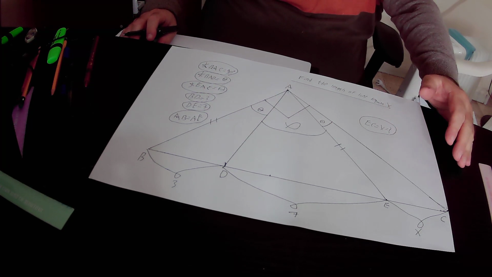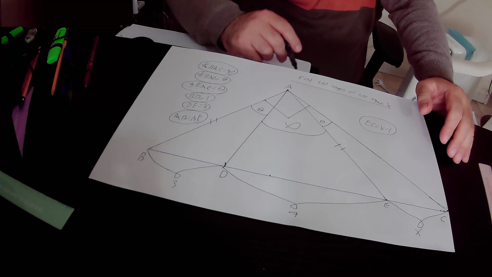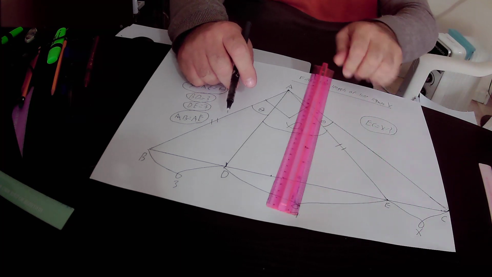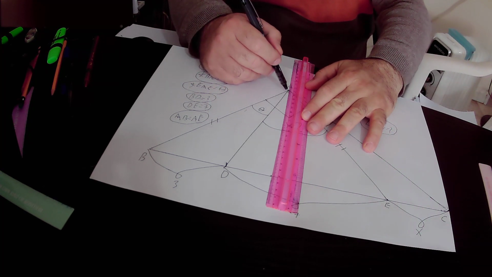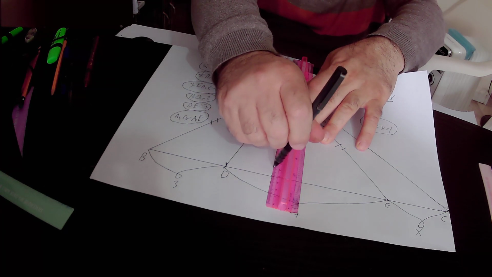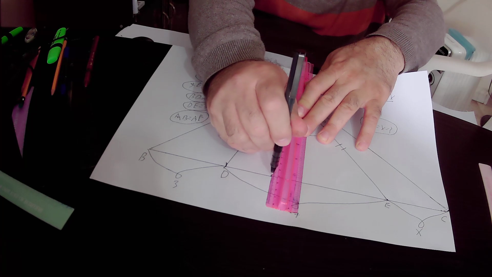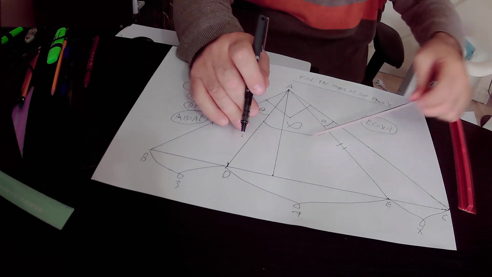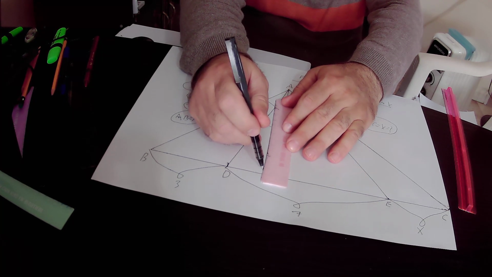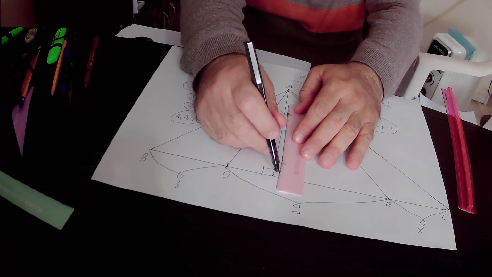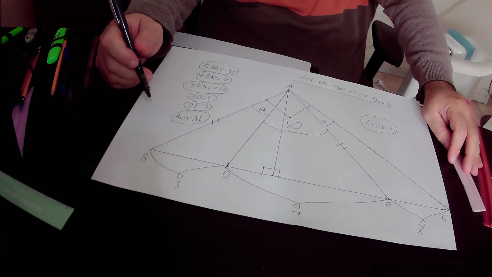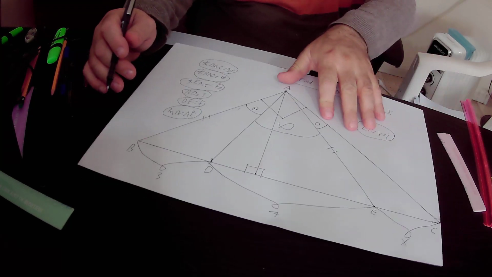And from point A, we will draw a perpendicular to BC. So this angle equals 90 degrees, and this angle is also equal to 90 degrees, and we will define the touching point of the perpendicular from point A to BC as M.